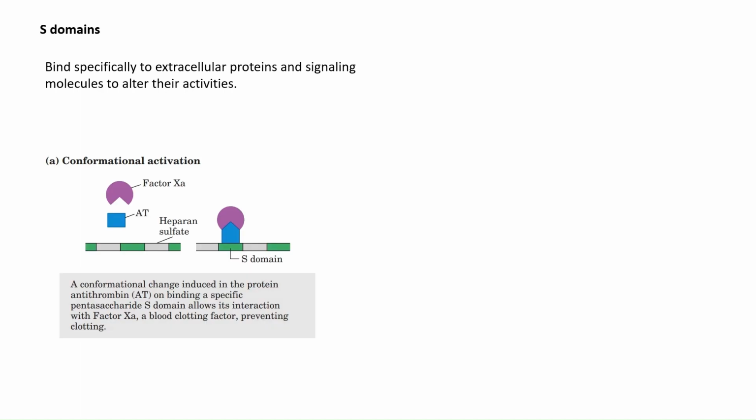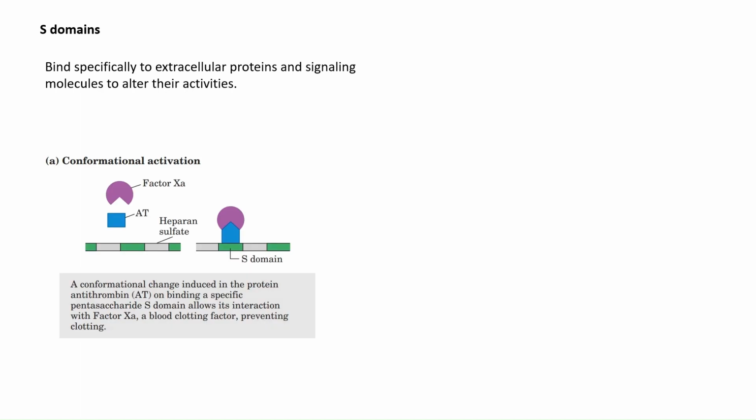Next, if we see the S domain, it binds specifically to extracellular proteins and acts as a signaling molecule to alter their activities. It helps in the activity of other proteins. It helps in cell-cell interaction. It helps in cell signaling. But there are 4 different ways by which it can perform its work. What are those? First is conformational activation.